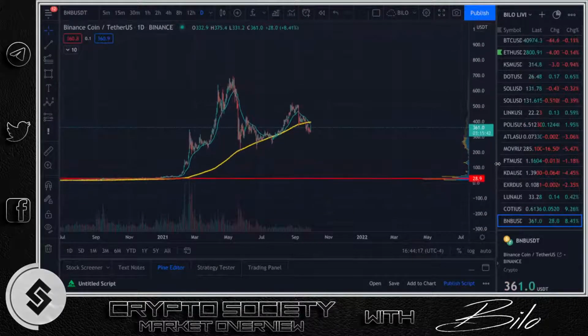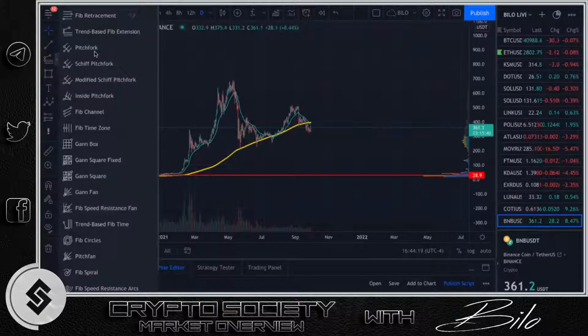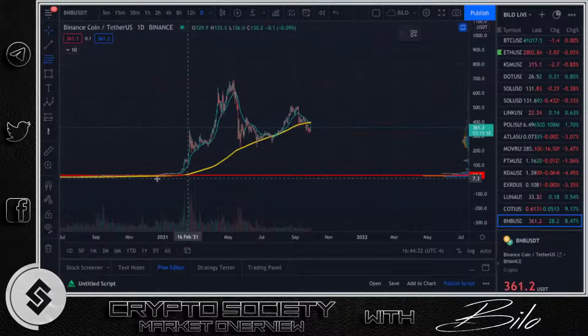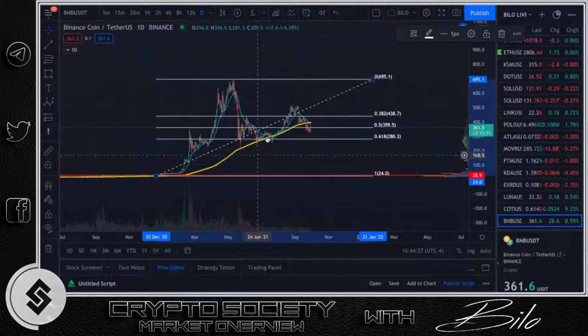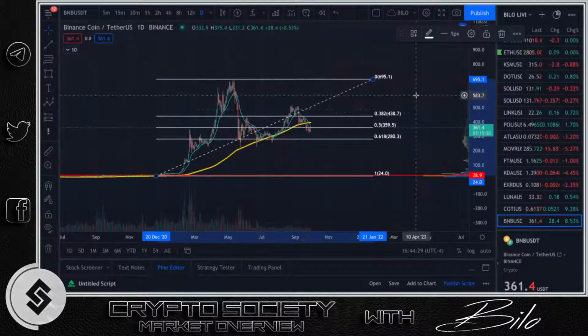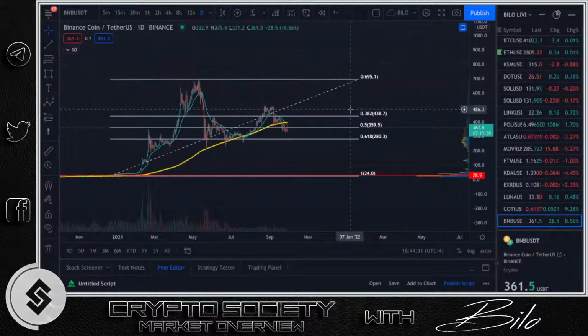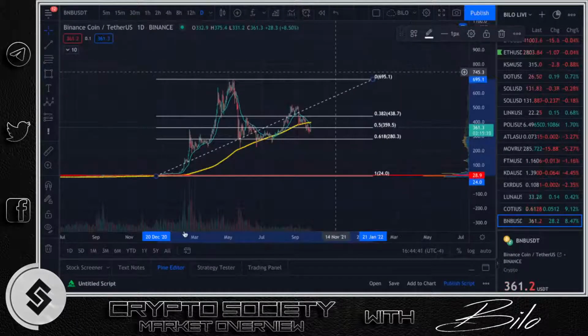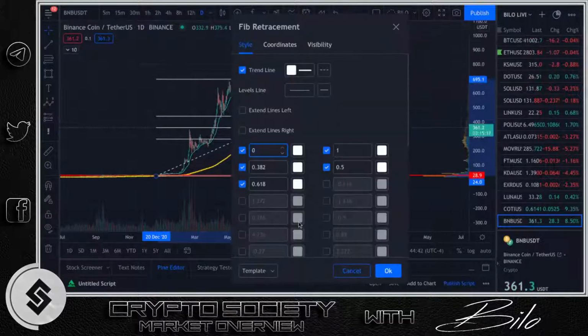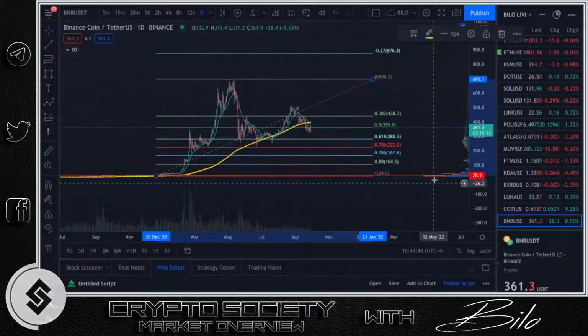Okay, BNB. So I'll start off with a retracement just to see what happened to BNB. We did a few fake outs below 618, came back up. Can you do me a favor, Bilo? Can you change the retracement tool to mine? I just want to see something. Okay. Look at that. Absolutely perfectly on the 705.